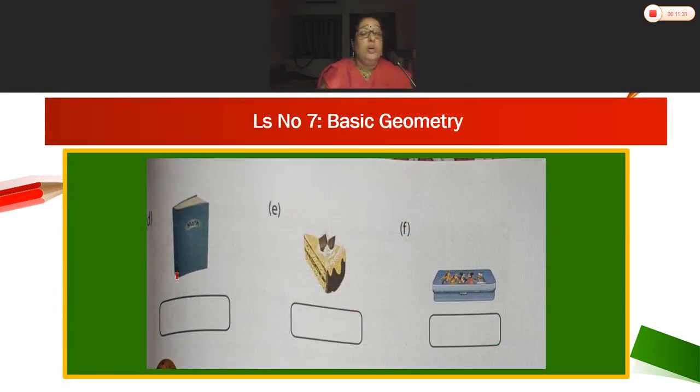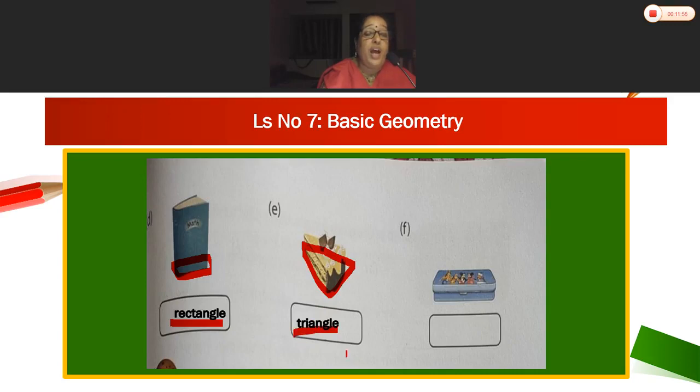Now here, this book, you can see the opposite sides are equal. So it is a rectangle. Opposite sides are equal. Up, down and at the side. All the opposite sides are equal. Now E1. What is the shape here? It has three sides, three corners. The shape is a triangle. So we will write triangle. Yes, with the red color I marked it is a triangle.